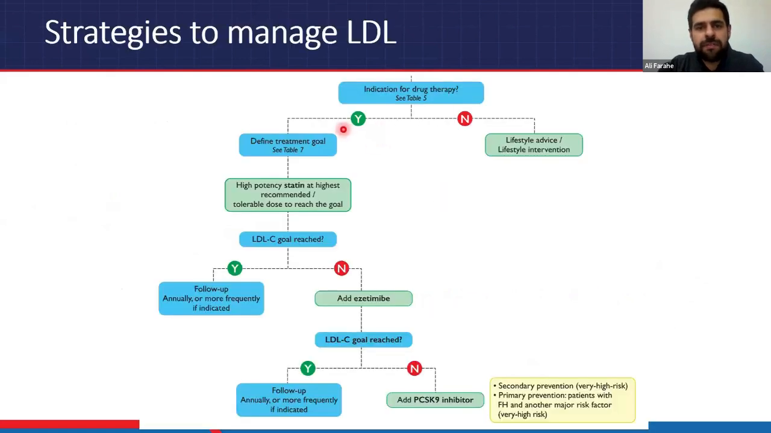This is how to modify the treatment strategy when the targets are not met. The first treatment is always a high potency statin, like the rosuvastatin 20 milligram given in this patient. If the LDL goal is not reached, then the second line drug is ezetimibe. And if the goals are still not reached, then we have to add PCSK9 inhibitors. So these are the 3 treatment strategies which can be used for lowering LDL in most patients.